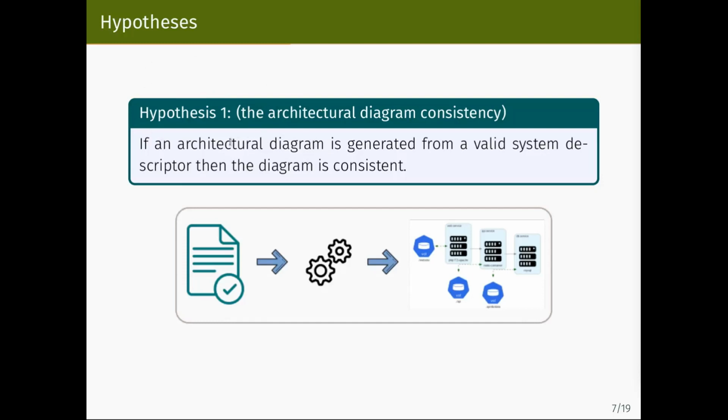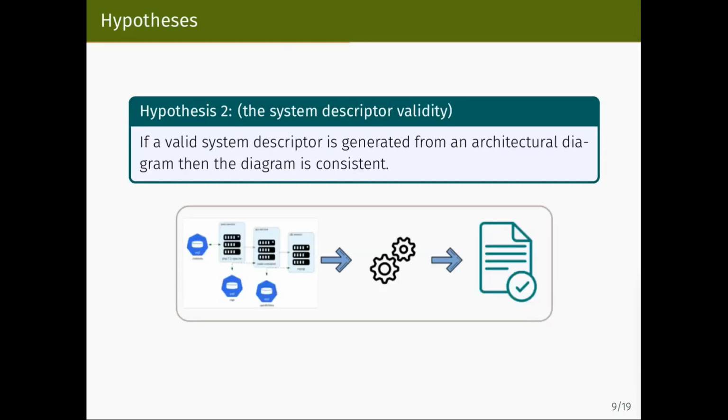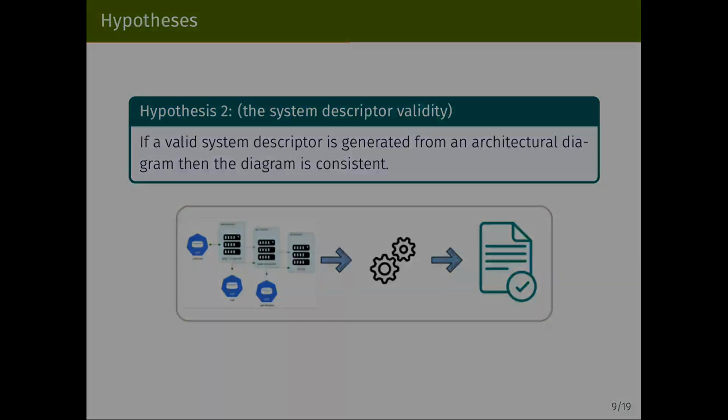Hypothesis 1. If an architectural diagram is generated from a valid system descriptor, then the diagram is consistent. Hypothesis 2. We state that if an architectural diagram has accurate enough data to generate a system descriptor that is valid and executable, then this diagram is consistent.